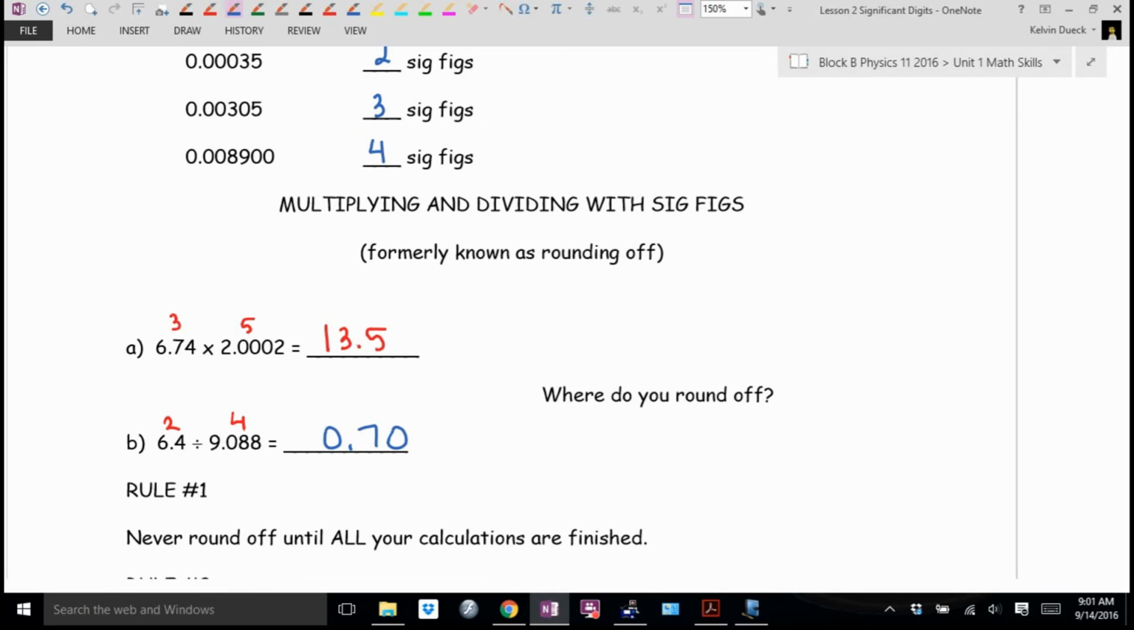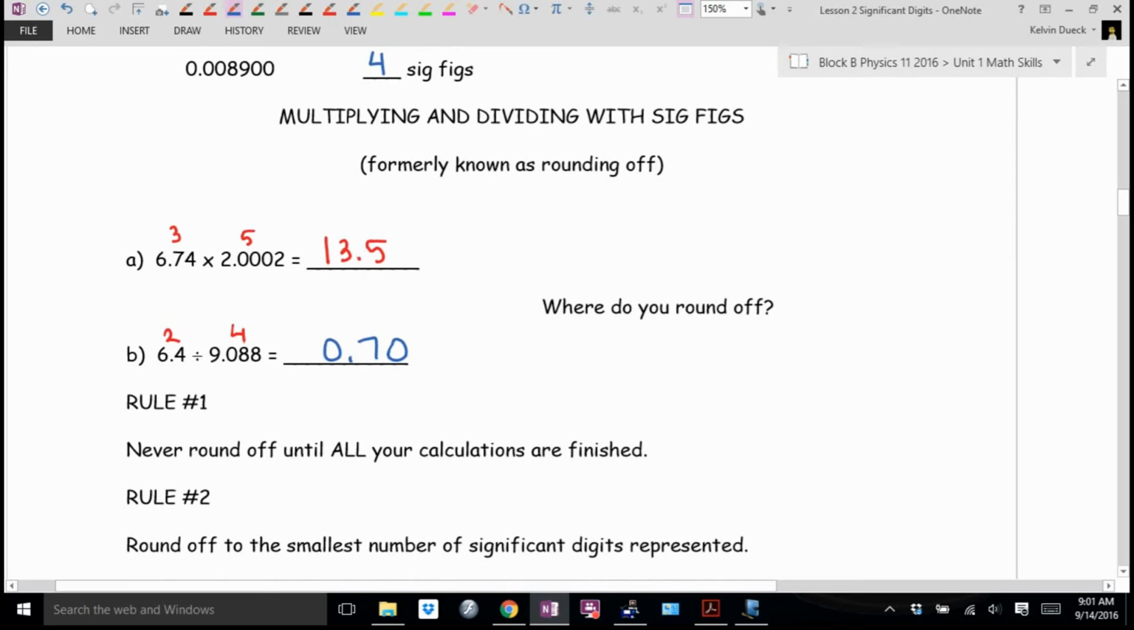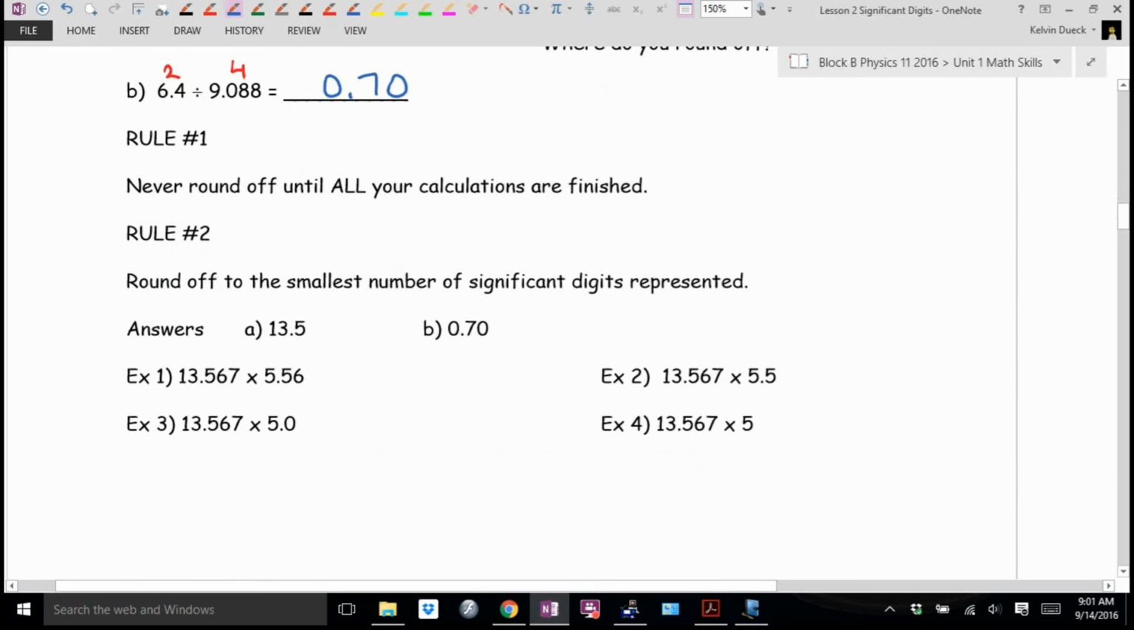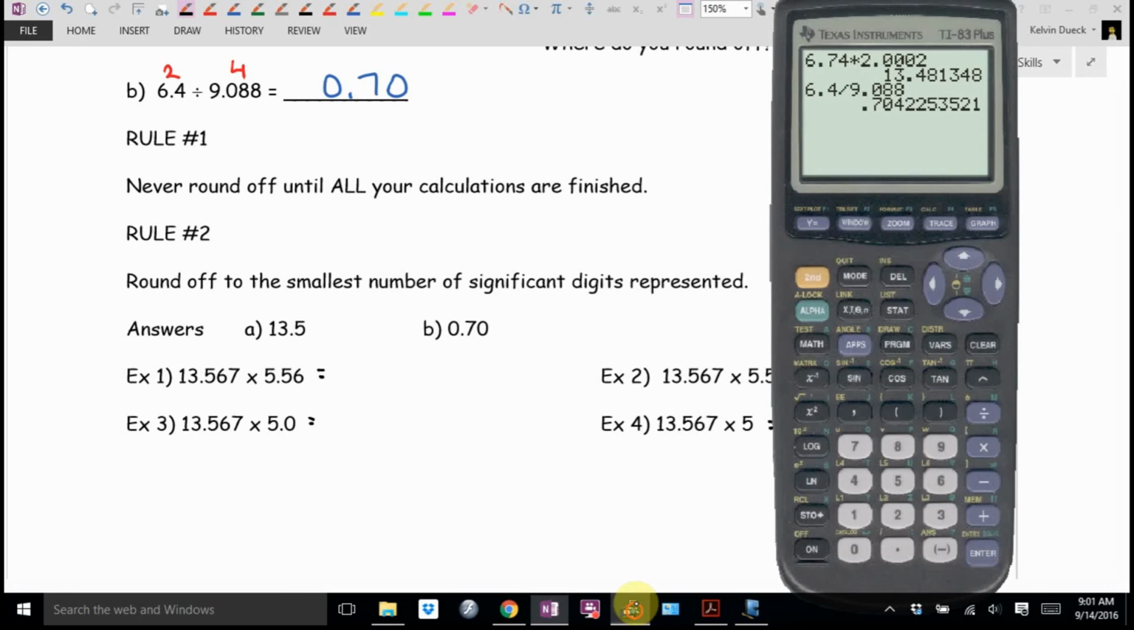Okay? So I wrote down here, rule 1, don't round off until all your calculations are finished. Rule 2, round off to the smallest number of sig figs represented. So see example 1, example 2, example 3, and example 4. They're all variations of the same question. Why don't you try them on your own? I'm going to freeze the screen. Let's see if we can all get the same answer. Do them real quick. I'll do them here.